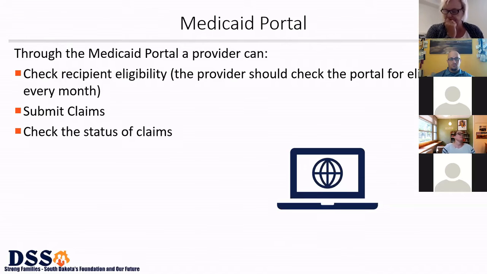So a recipient does need to have Medicaid eligibility in order to get reimbursement for the service. And so a provider would just need to check the portal whenever they're submitting claims to make sure the recipient that they're billing for has Medicaid eligibility for that month. And if you need more information on how to use the portal and how to check eligibility and submit claims, we do have a manual on our website that would walk you through how to do that.